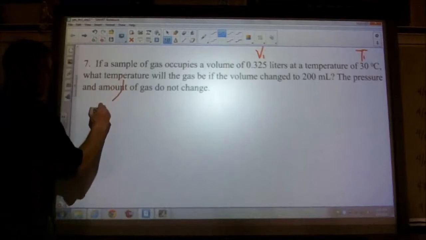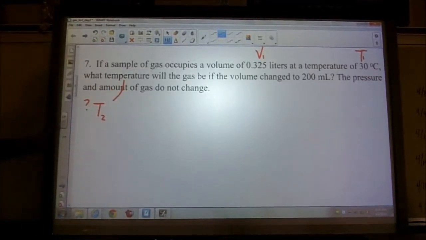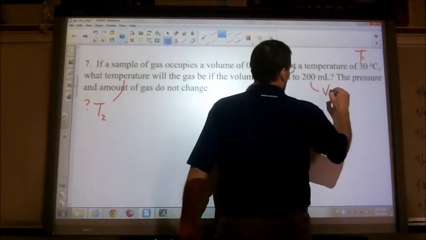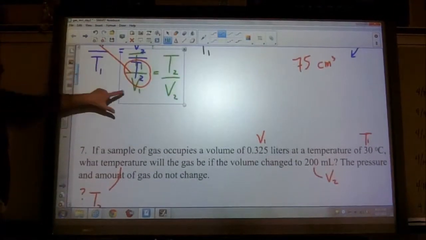What temperature, T2, will the gas be if the volume is changed to 200 milliliters? So there's V2. So we do need that equation, don't we? So let's bring you back down.